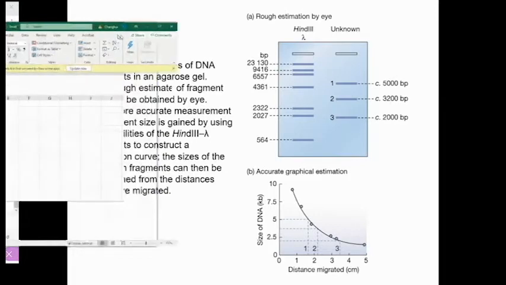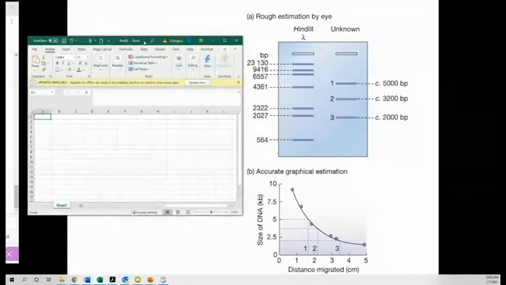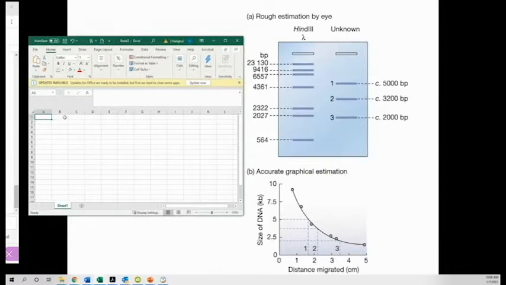Let's say you use Excel. Let's put the fragment sizes, the DNA sizes, first. So it's 564, and then 2027, 2322, 4361, 6557, 9416, 23130. So these are the known DNA fragment sizes.